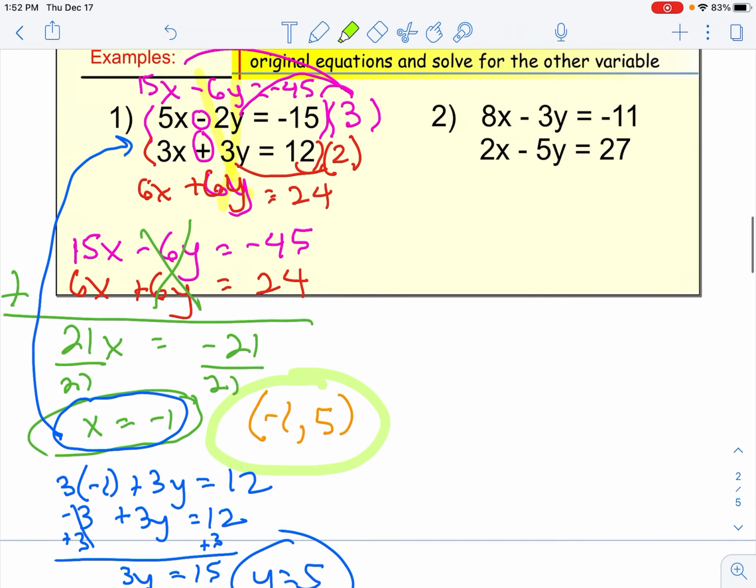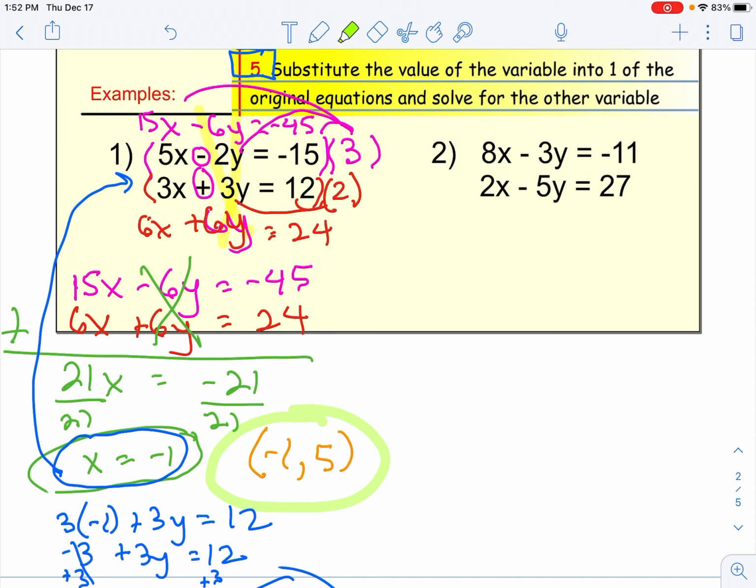So what I would like you to do with number 2 is pause the video and see if you can think of some number to multiply each equation by so that one of the variables is eliminated. And then restart the video and see if the way that you did it will work.